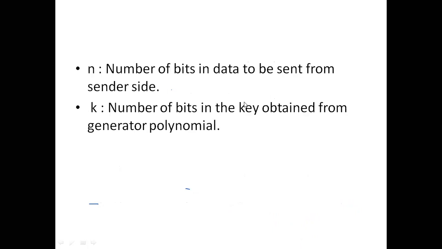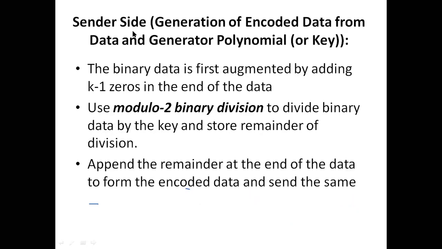Next, n is the number of bits in the data to be sent from the sender side, and k is the number of bits in the key obtained from the generator polynomial. At the sender side, the encoded data is generated from the data and the generator polynomial. This generator polynomial is also called the key. The binary data is first augmented by adding k minus 1 zeros at the end of the data.